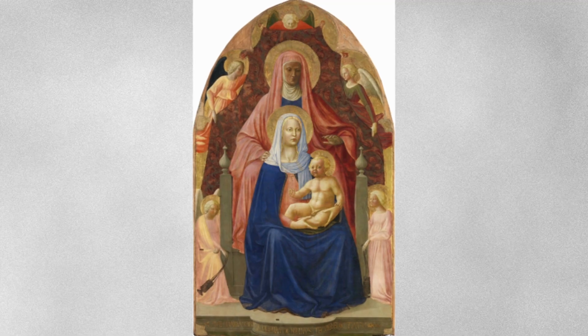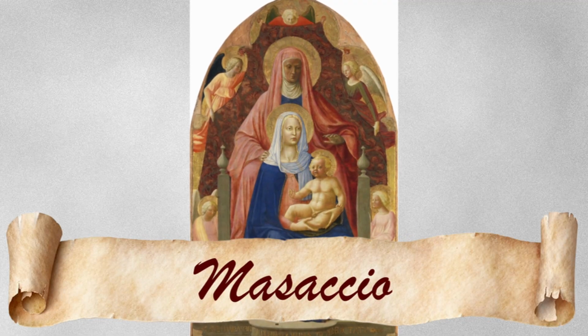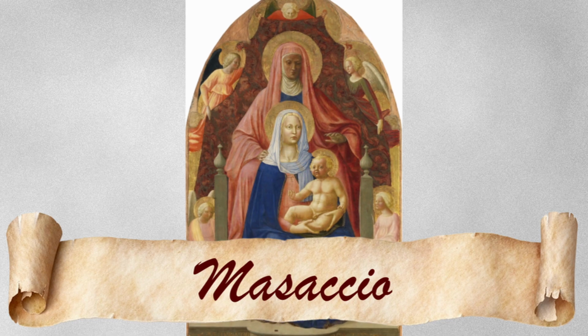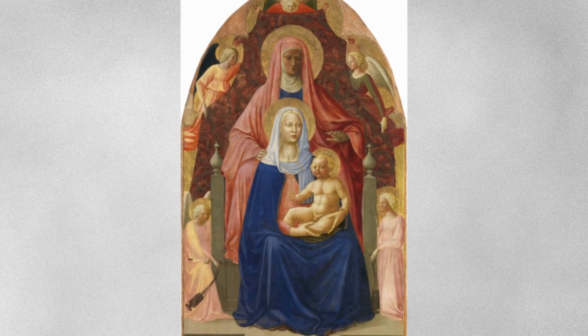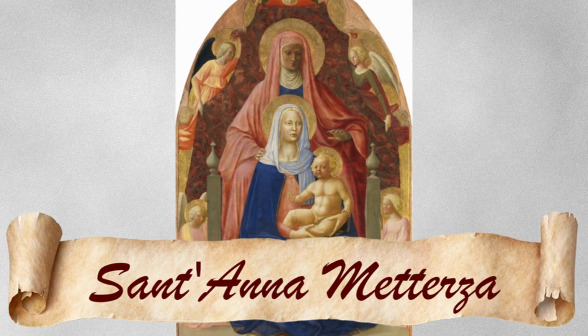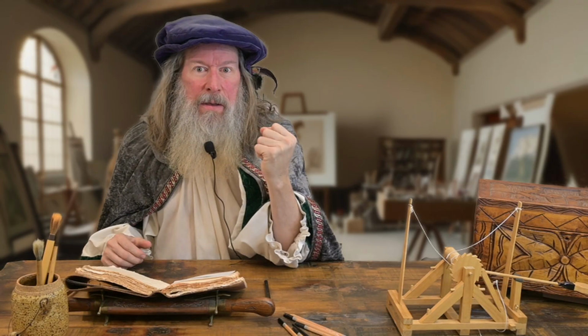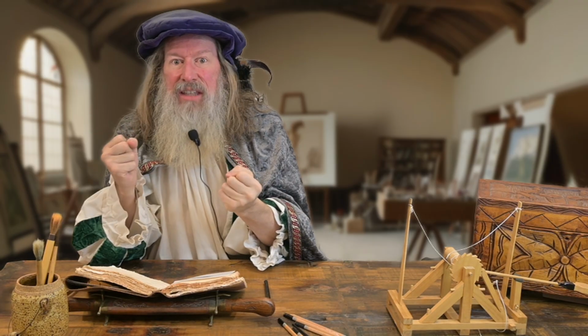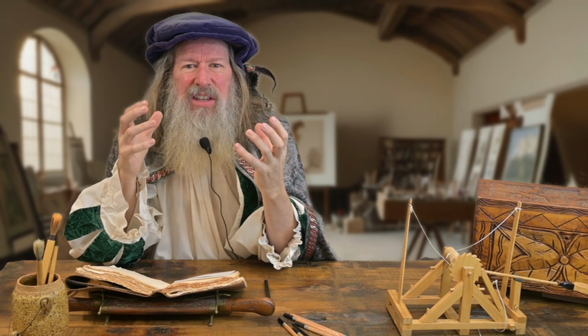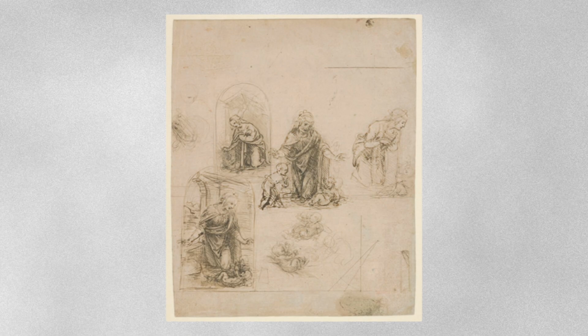In my time, painters like Masaccio had already represented Anne, Mary, and the Child in ordered frontal constructions, as in his Sant'Anna Metterza. It was solemn and powerful. But I wanted more: movement, psychological depth, and a sense that divine history unfolds through the gestures of normal human bodies. Before any brush touched the panel, I lived with the problem on paper.